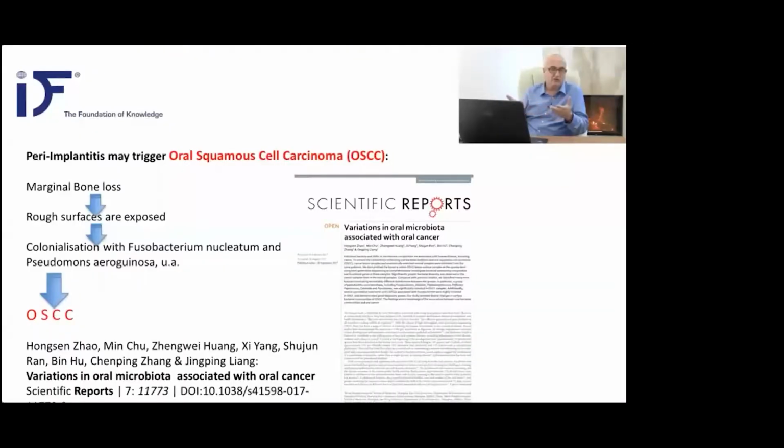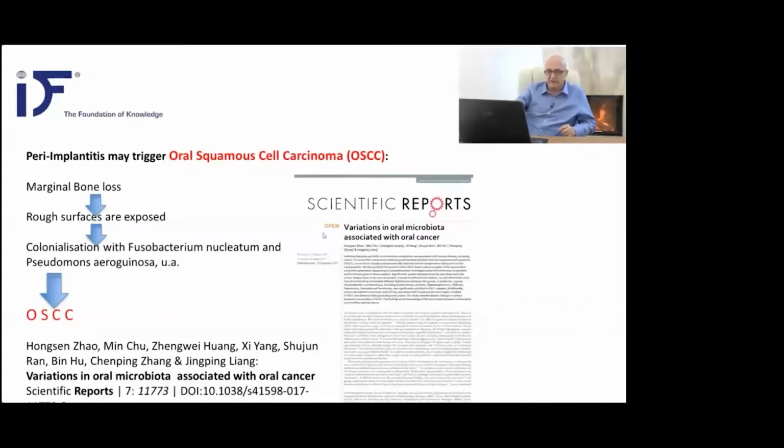Also, there are a lot of articles showing that other cancers, like breast cancers, can deliver metastasis into the periimplantitis, and suddenly you have a metastatic, malignant tumor from the breast in the mouth. So I would say nobody wants to have it, and if this can be avoided, then I think everybody will avoid it. So this is another point why we don't use rough implant surfaces at all.